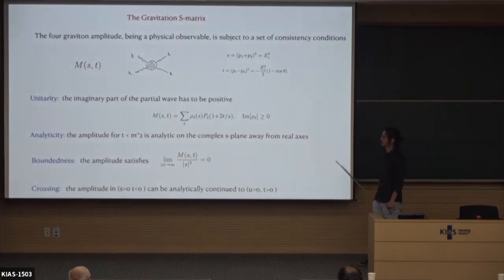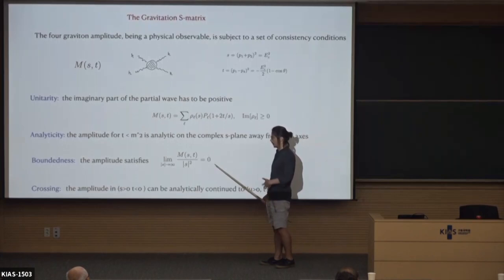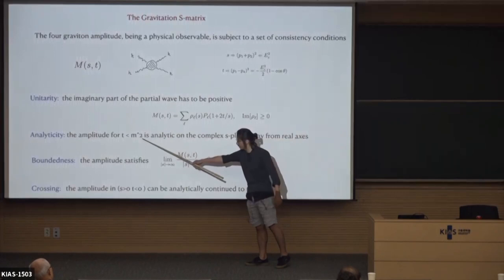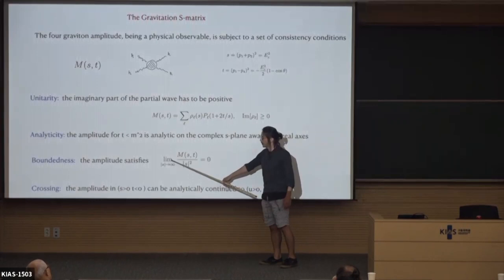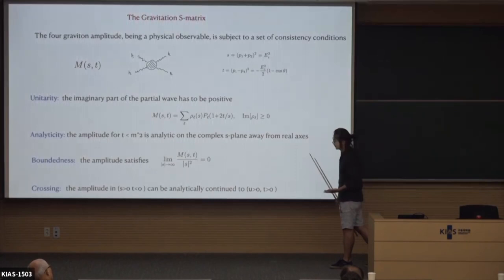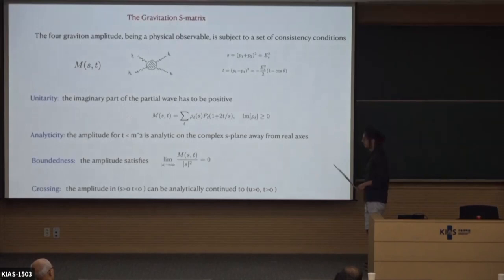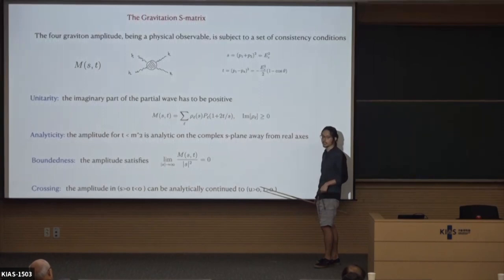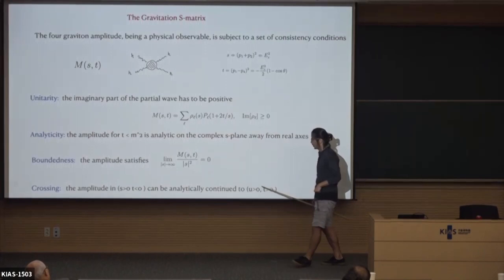Now, the most important and most previously controversial statement is the boundedness of this function. The claim is that for t sitting in this range, as you take s to infinity, you only care about the absolute value of s, and the amplitude is suppressed by s squared. Another way to say this is that the amplitude will satisfy twice subtraction. And finally, there is crossing: the amplitude in the physical region, where s is in the s-channel scattering region, can be analytically continued to the u-channel scattering region, which means that, for example, the discontinuity of the s-channel is the same as the discontinuity of the u-channel. So that's essentially what crossing means.